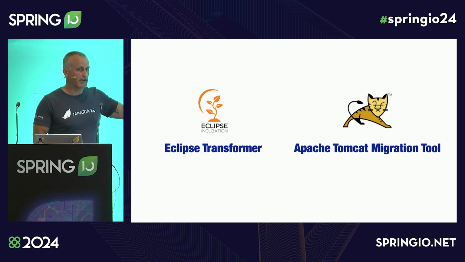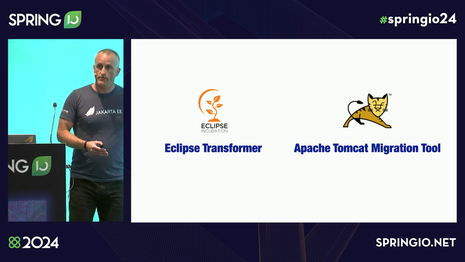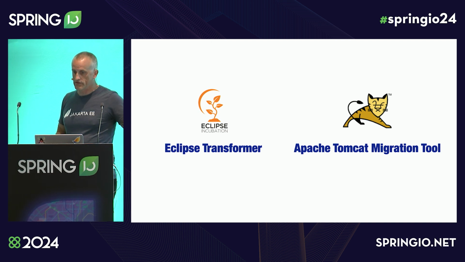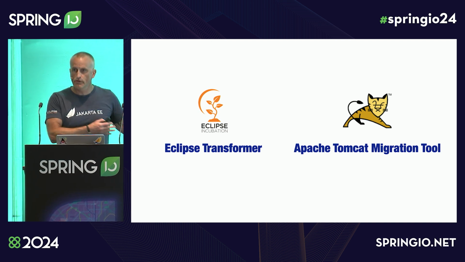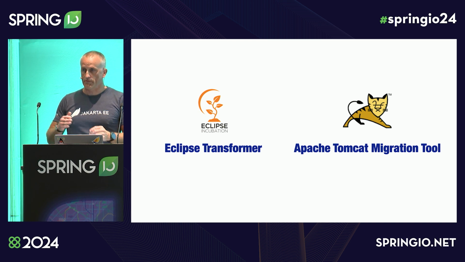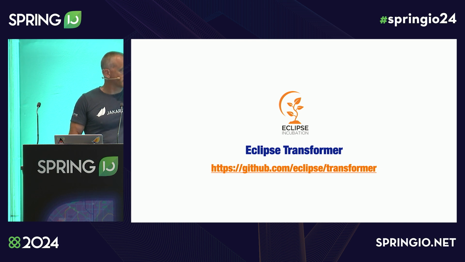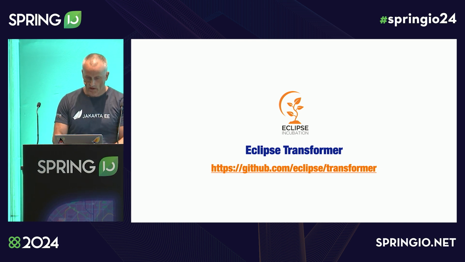These are command line tools. There are Maven plugins, Gradle plugins. You can do it at runtime when your class loader runs. So they're super flexible, all of them. What I'm going to do is use the Eclipse Transformer, and I'm going to use the command line version of it. The Eclipse Transformer you can find on GitHub, at Eclipse/Transformer.